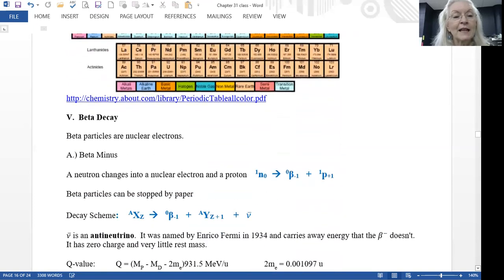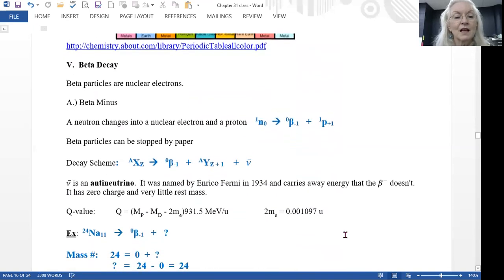So let's look at beta decay. Beta decay is when the nucleus, we've got two types of beta decay, beta minus and beta plus. So in beta minus decay, a neutron changes into a nuclear electron and a proton. The proton stays behind in the nucleus, and the nuclear electron gets ejected as a beta minus particle. So beta particles can be stopped by paper. They're a little more energetic than alpha particles. They travel a little farther.